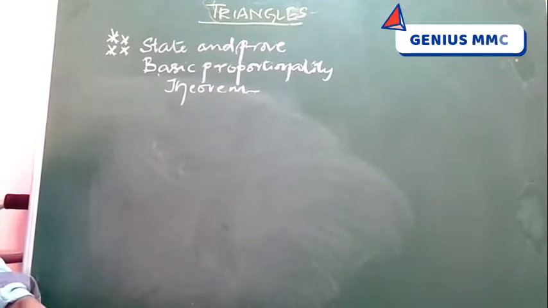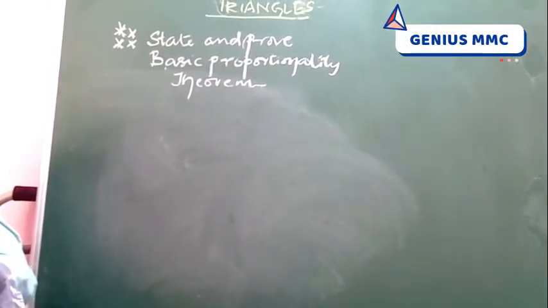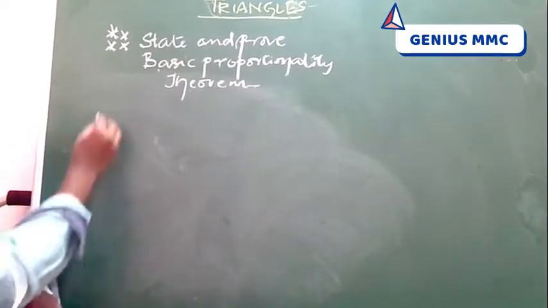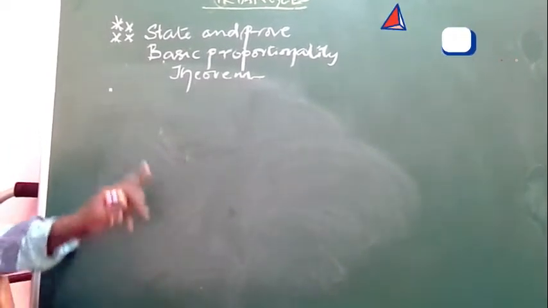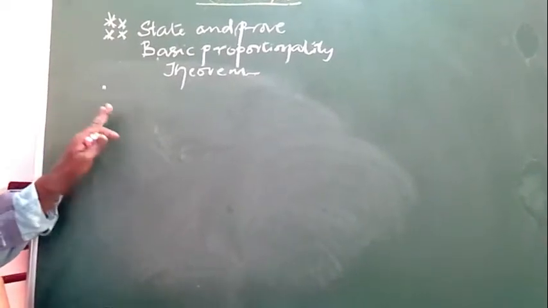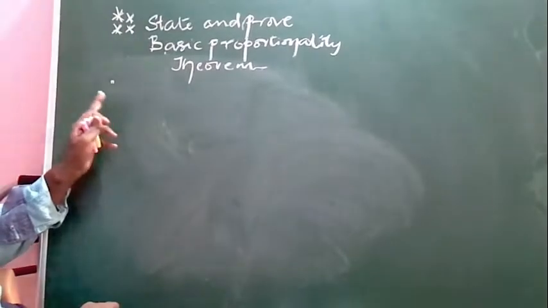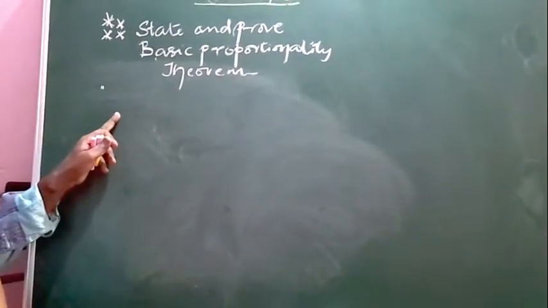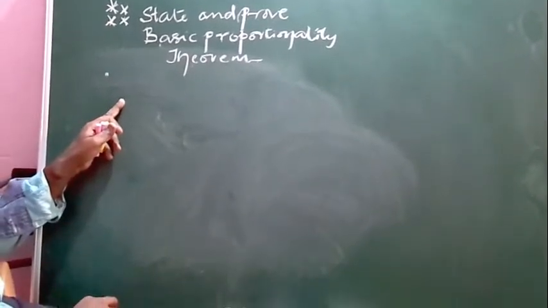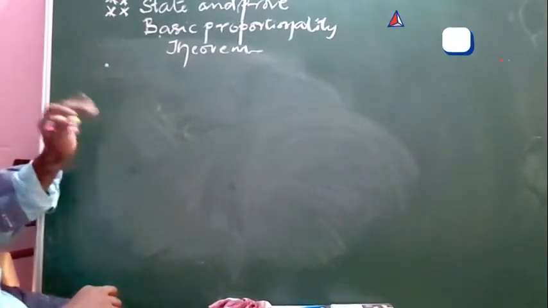So the question is state and prove. First, the statement; already yesterday we discussed the statement. If they ask in the exam, you should write down the statement also. Statement: if a line is drawn parallel to one side of a triangle to intersect the other two sides at distinct points, the other two sides are divided in the same ratio. I think you know the statement.